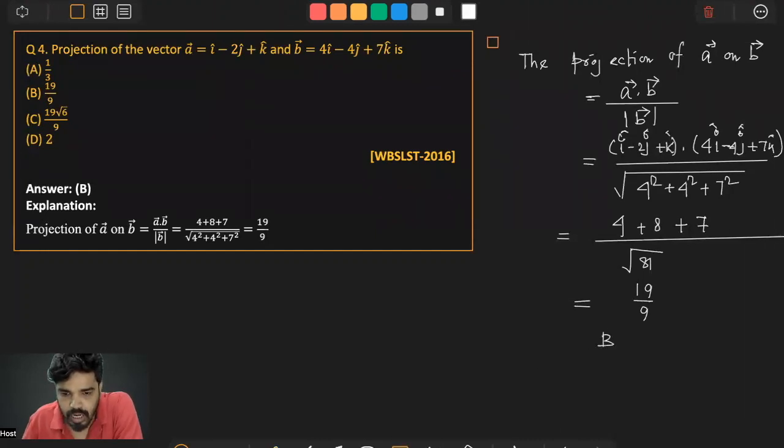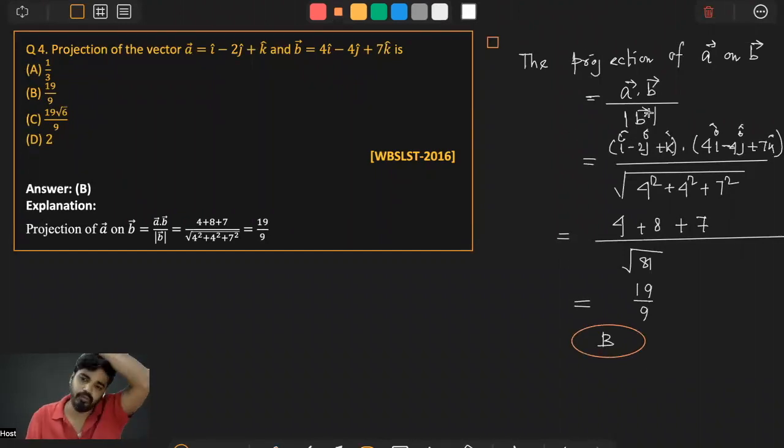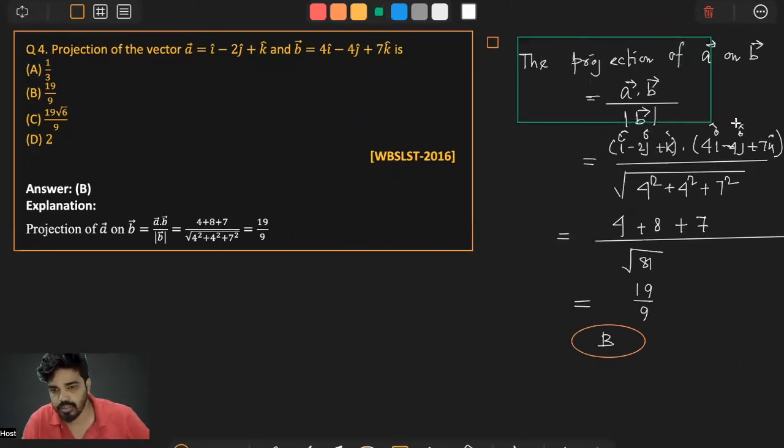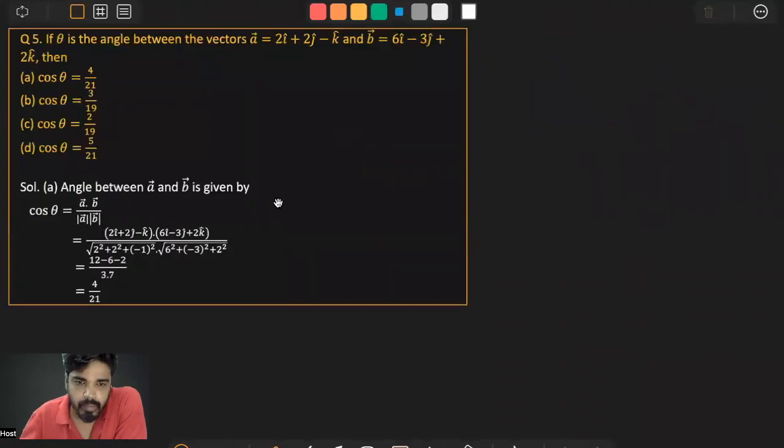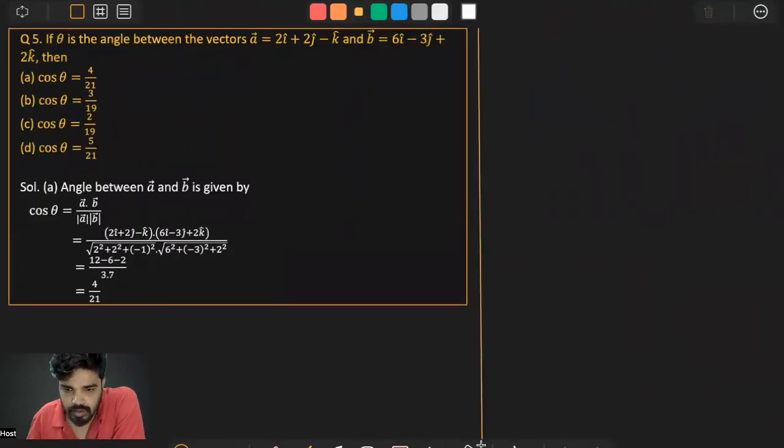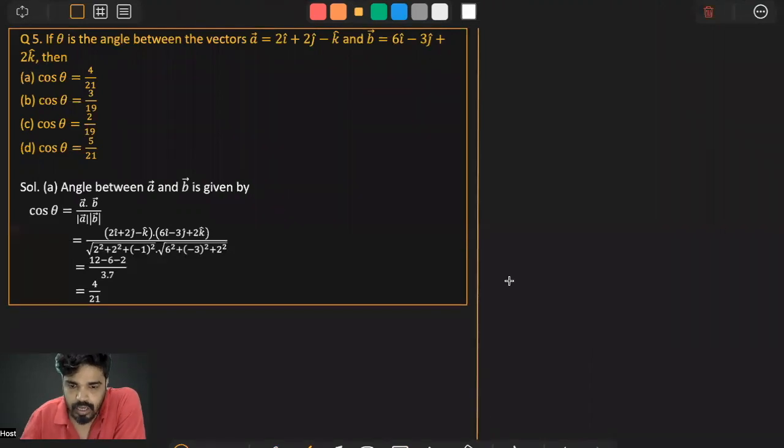So this question was asked in the WB SLST exam 2016, so it is very, very important. The projection of A on B is A dot B divided by modulus B. Note this down. It is a very, very important property. So, next example.